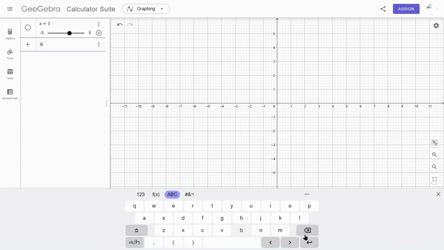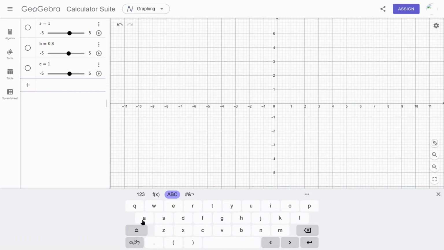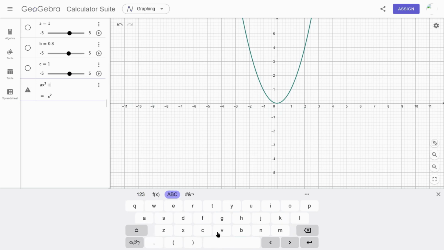Let's get started. Let's open GeoGebra and create the three sliders A, B, C. Now type f of x equal to ax square plus bx plus c. A parabola appears instantly. Let's explore what happens when we change each coefficient.